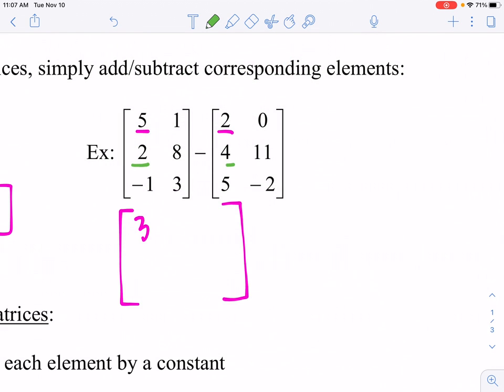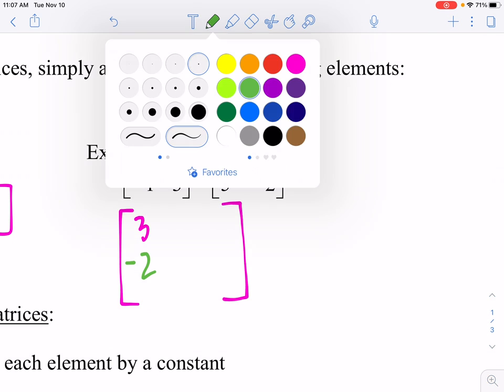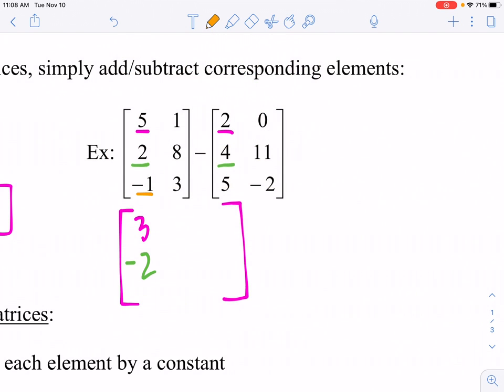These two are going to go together. 2 minus 4 is negative 2. These two are going to go together. Negative 1 minus 5 is negative 6. These two are going to go together. 1 minus 0 is 1.